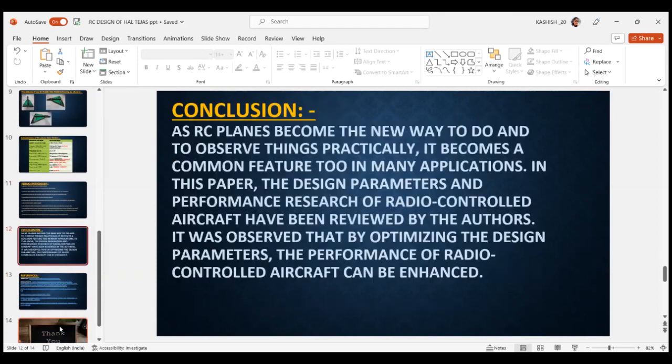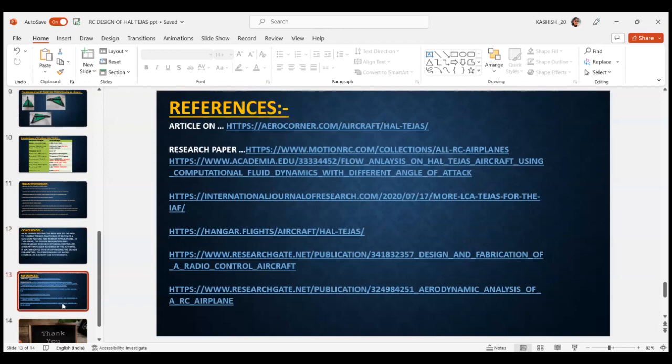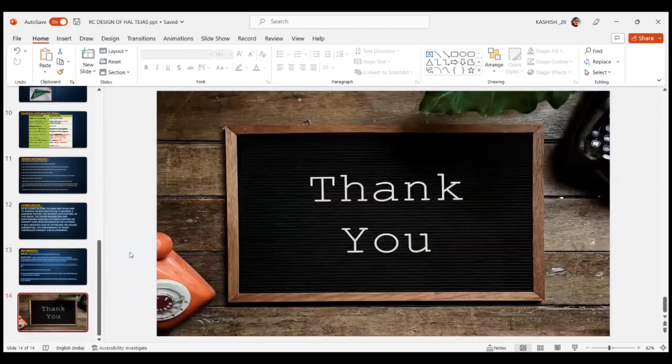Now, I just want to explain the conclusion: RC planes have become a new way to do and observe things practically. It has become a common feature in many applications. In this paper, the design, parameters, and performance research of radio control aircraft have been reviewed by the authors. It was observed that by optimizing the design parameters, the performance of radio control aircraft can be enhanced. So here are the references, and thank you, ma'am.